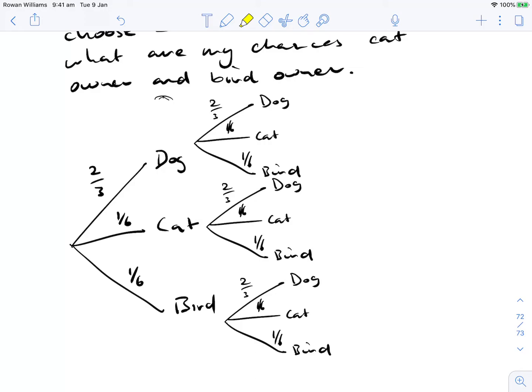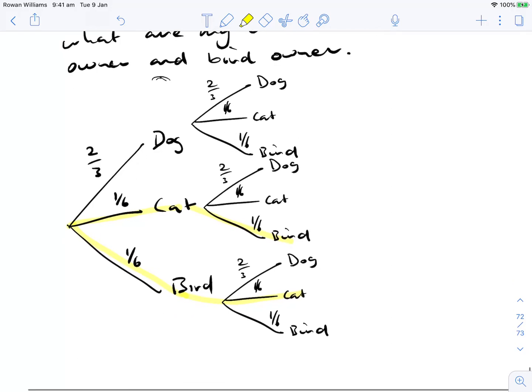I can't go down the dog path, can I? Because then I can only get a cat or a bird. So that whole path there, if I was to go up this way, is completely out. But I can go down this way and go cat, bird. And I can go down this way and go bird, then cat. Right? So now we have to work out what the probabilities of each of these branches happening is.